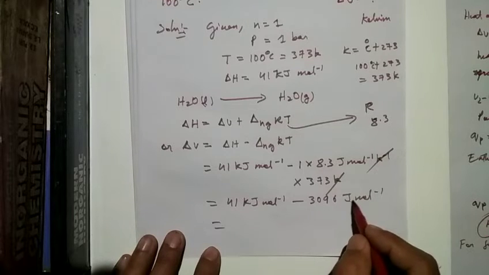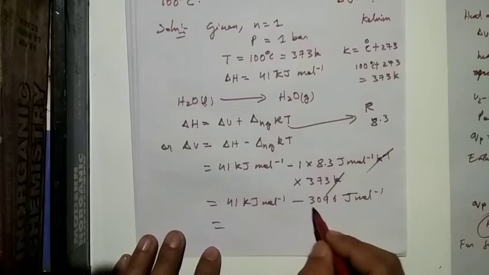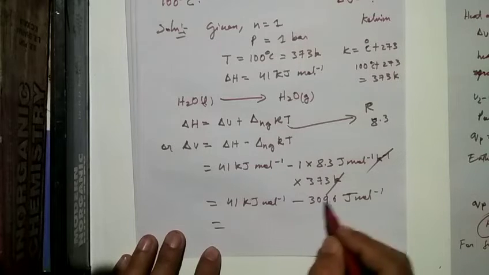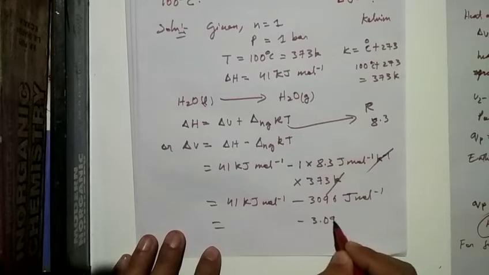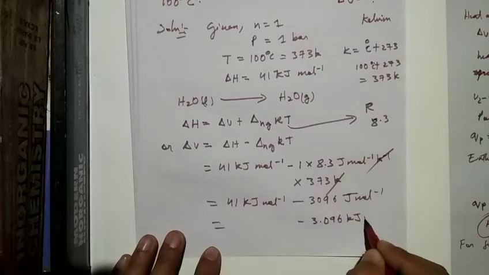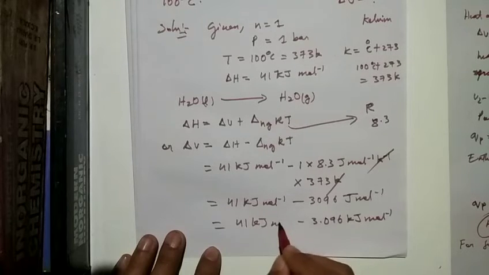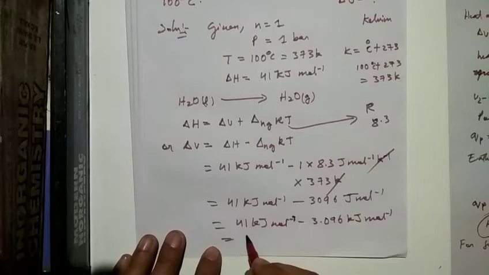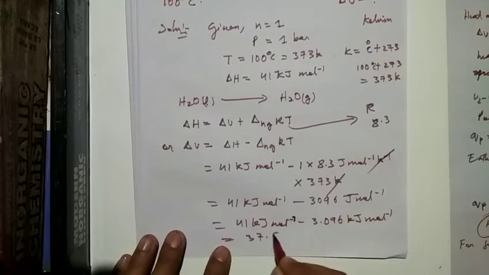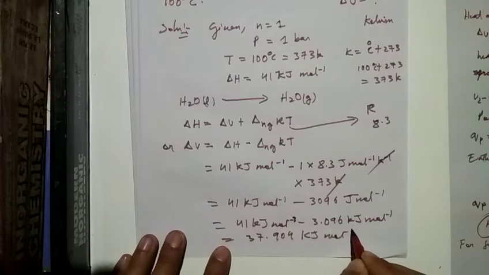Now we are going to convert this joule into kilojoule, same as this one. If you divide this by 1000, you will get 3.096 kilojoule mole inverse. So 41 kilojoule mole inverse minus 3.096, your answer will be 37.904 kilojoule mole inverse.